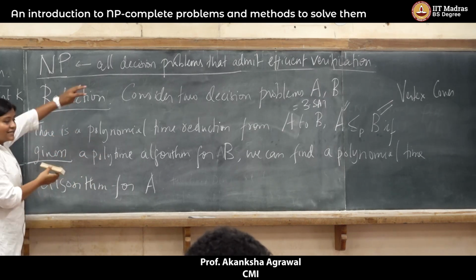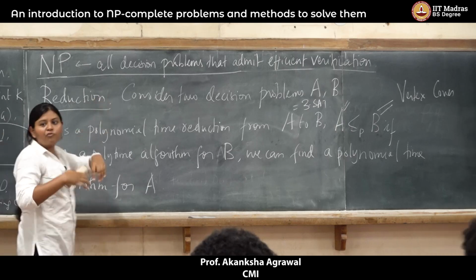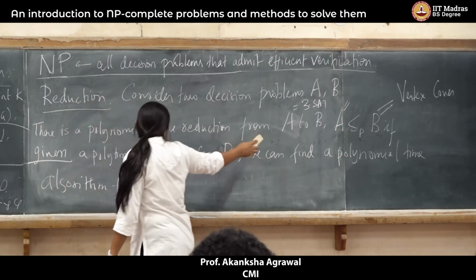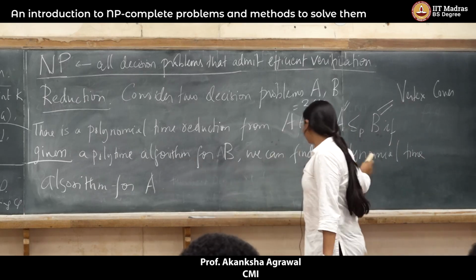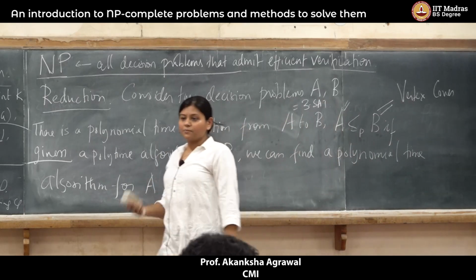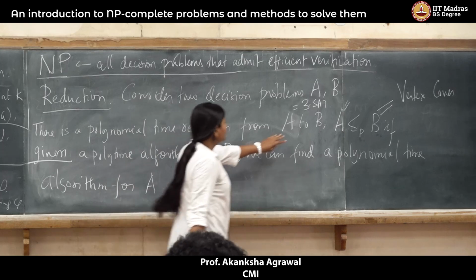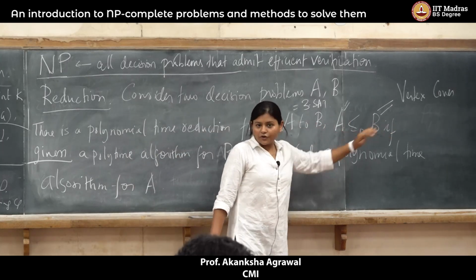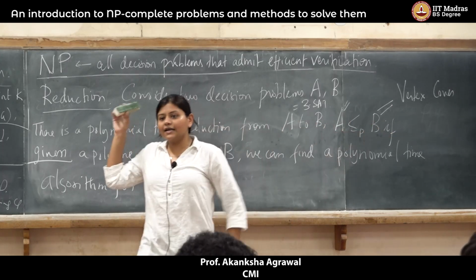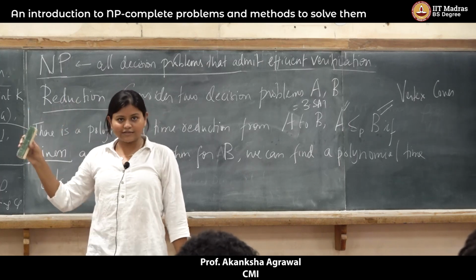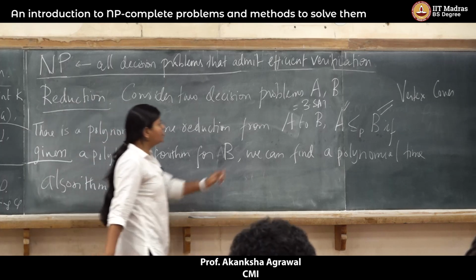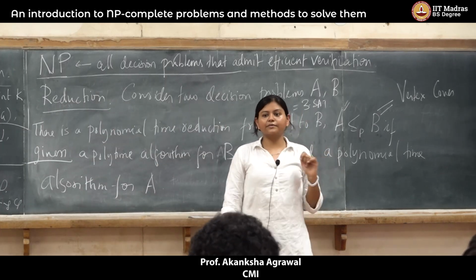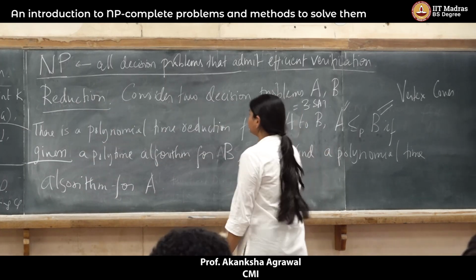So now this is the definition of reduction, and now we will take A and B as 3-SAT and vertex cover respectively, and I will prove the statement. This will give us a polynomial time reduction from 3-SAT to vertex cover. So now I'll assume I'm given an algorithm for vertex cover. Using this algorithm, I will now find an algorithm for 3-SAT that runs in polynomial time.